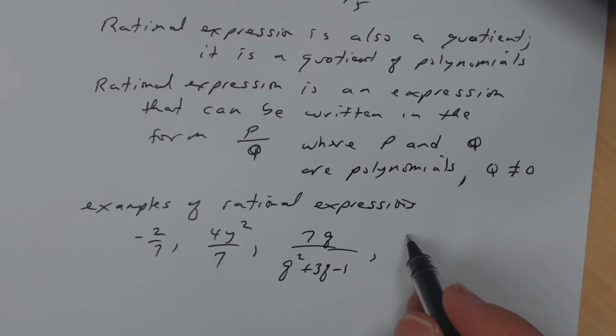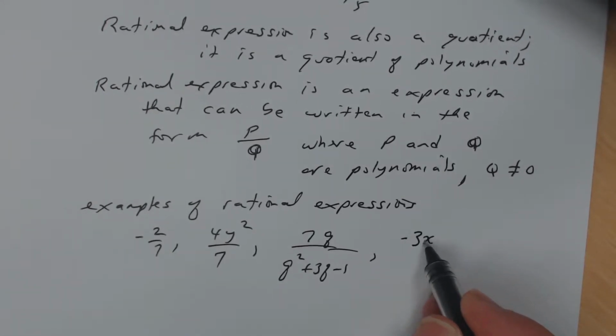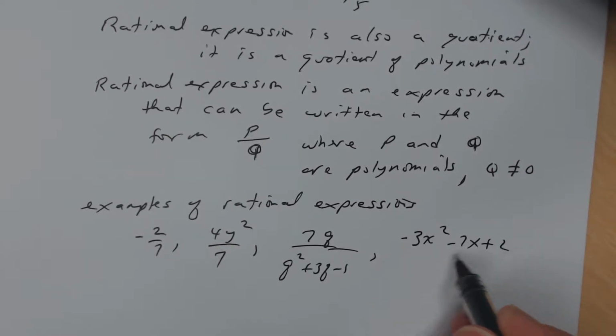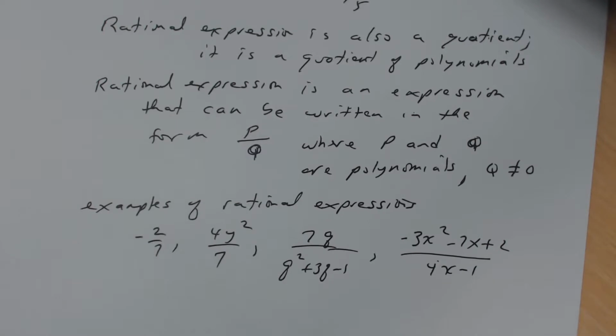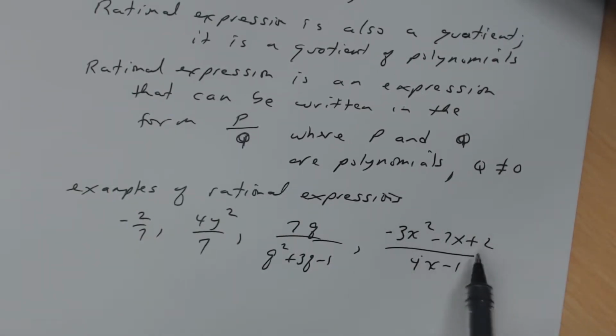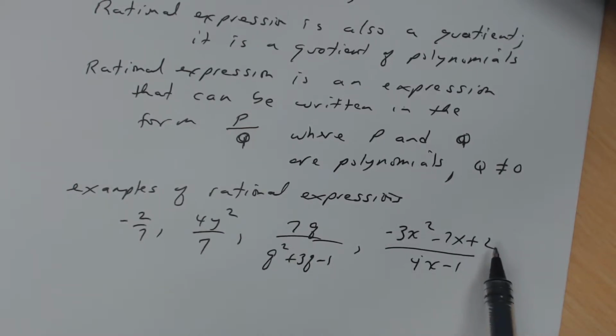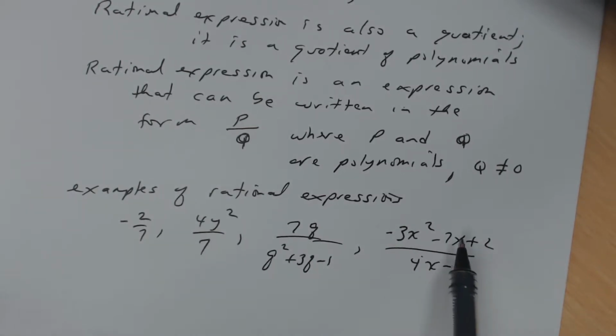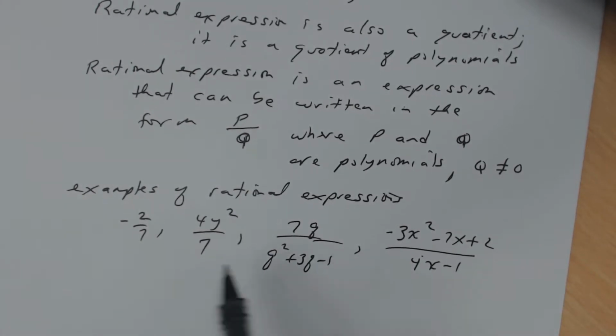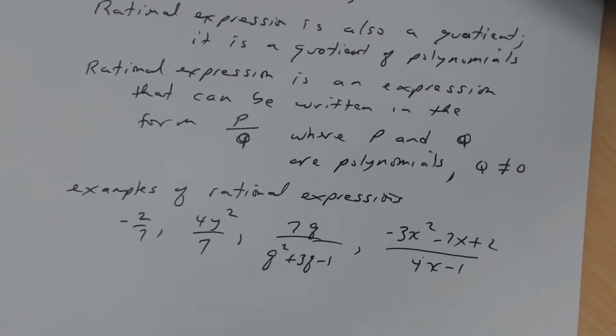One more. Let's just say negative 3x squared minus 7x plus 2 divided by, let's say, 4x minus 1. So this is also a rational expression. You have a trinomial, so you have a polynomial divided by a polynomial. This one's a trinomial, but this one's a binomial. So those are all examples of rational expressions.